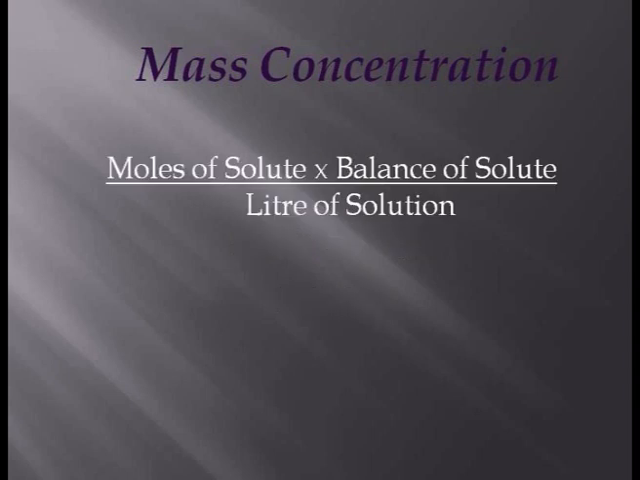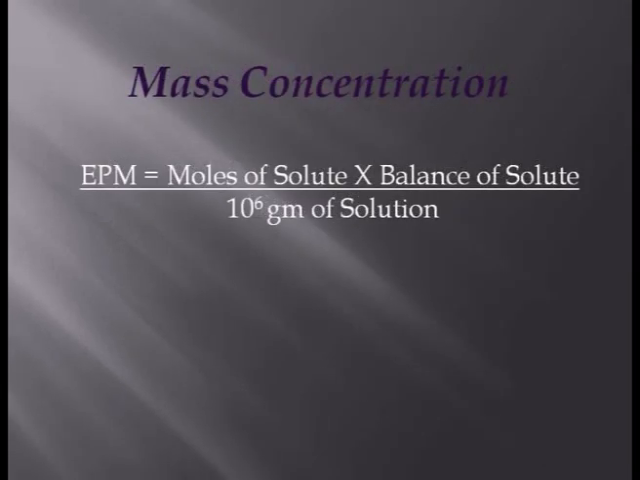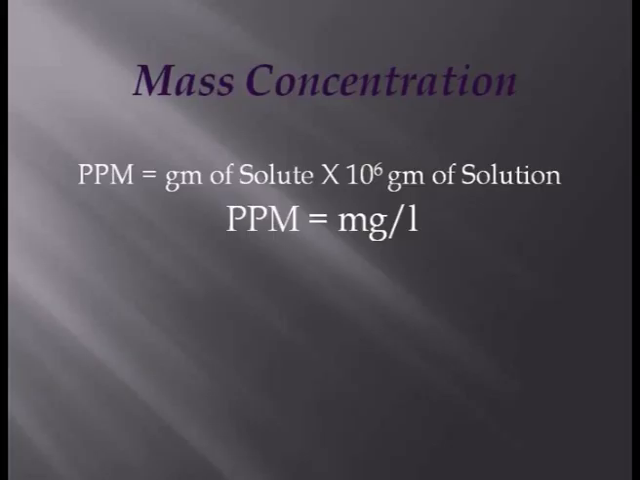The next unit is the equivalent per liter. Equivalent per liter equals moles of solute times valence of solute per liter of solution. This is equivalent per liter, EPL, and there is equivalent per million, EPM, also. EPM equals moles of solute times valence of solute divided by 10 to the power 6 gram of solution. Similarly, parts per million, ppm, equals gram of solute per 10 to the power 6 gram of solution. So, this is parts per million, and parts per million is equivalent to 1 milligram per liter.